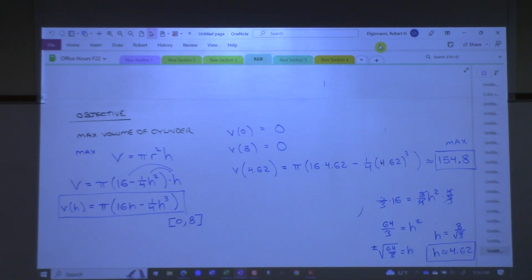And do you want to be a different chair or a different seat? Are you sure? Yeah. Okay, all right.